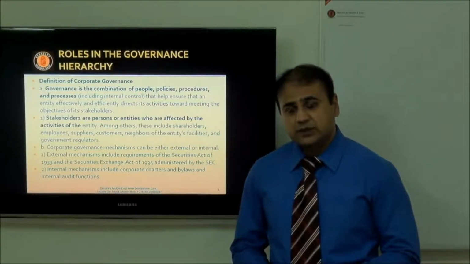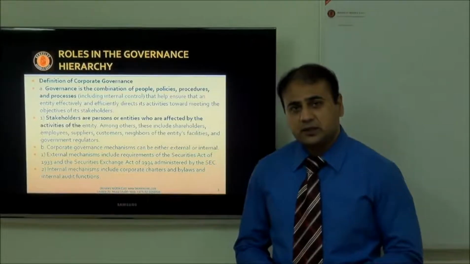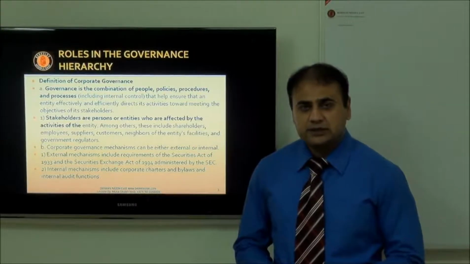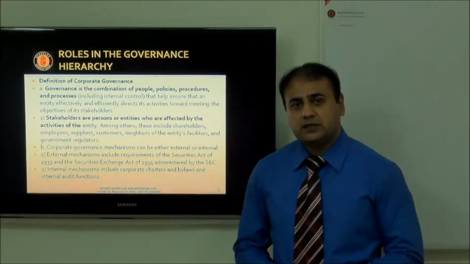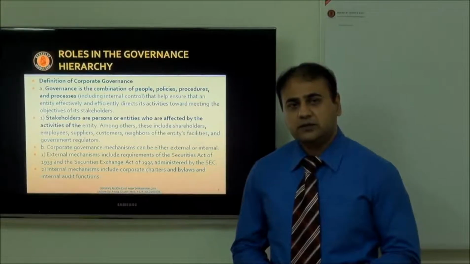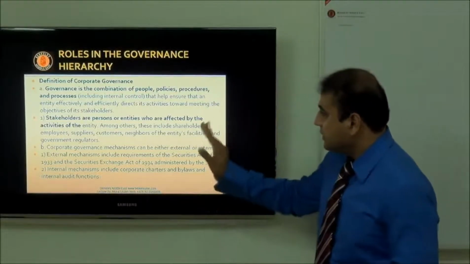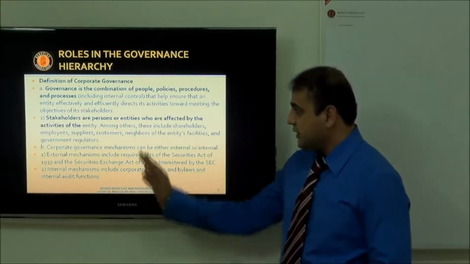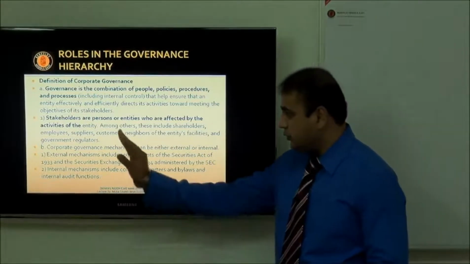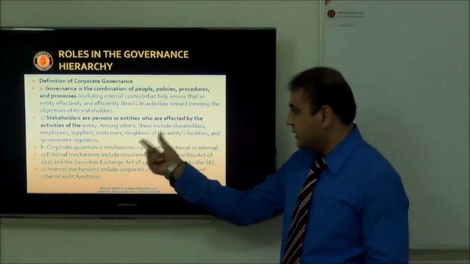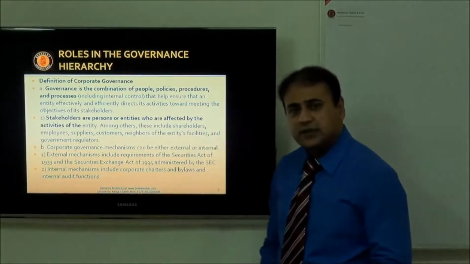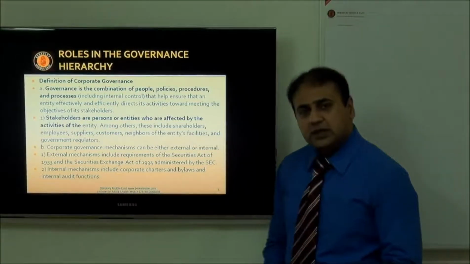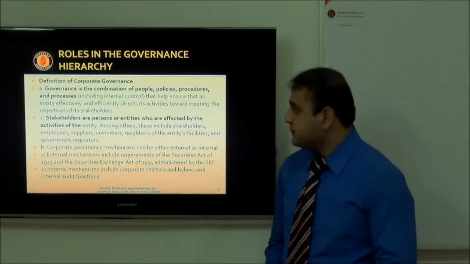And along with this, we have to see the other stakeholders like payables, receivables, bank, government, other regulatory authorities. We are protecting their interest, and we are not in violation of anything. So stakeholders are the persons or entities which are affected by the activities of the entity. In general, these are employees, suppliers, customers, neighbors of the entity, facilities, and the government regulators. Corporate governance mechanisms can either be internal or external.